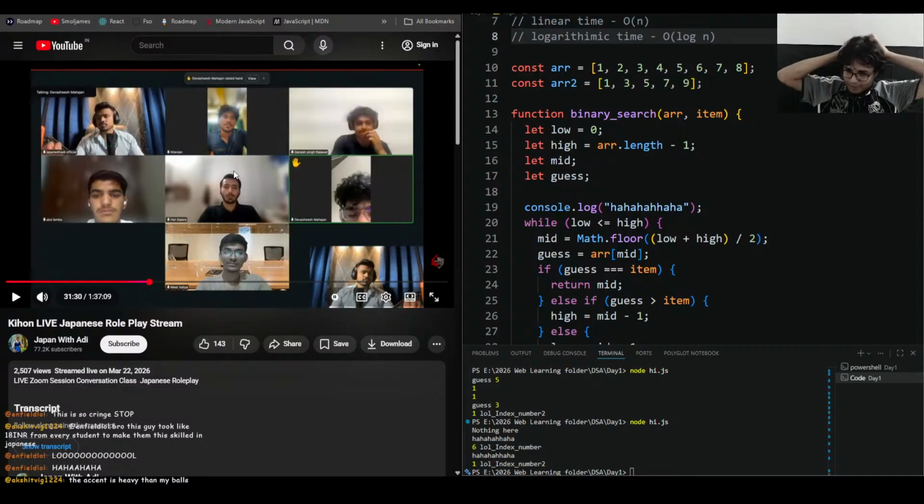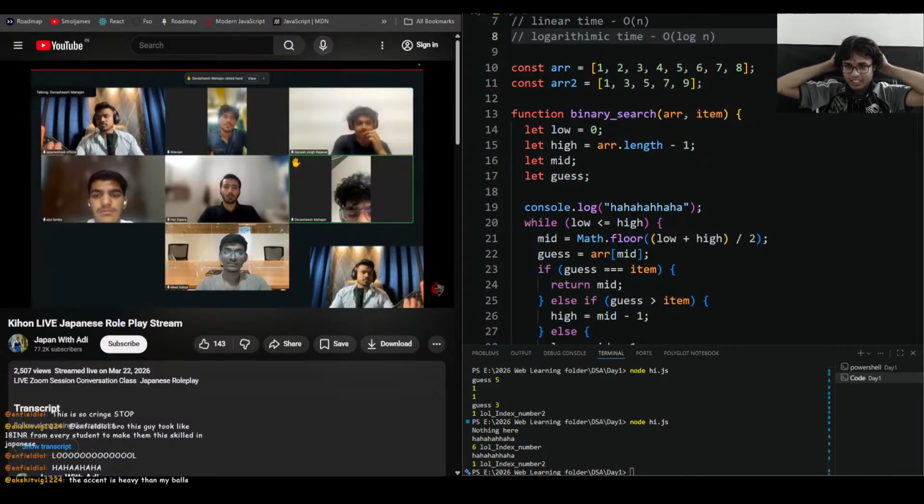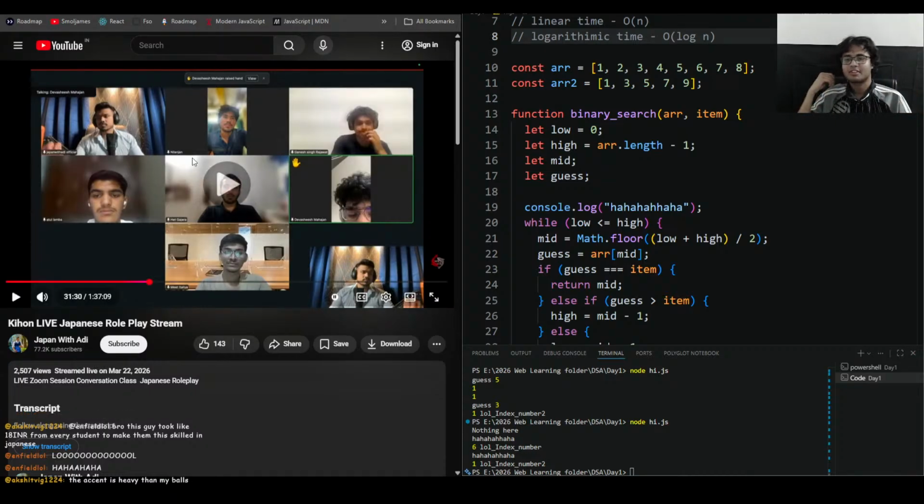Seems like robots are talking to each other. Google Assistant and Alexa having conversations.